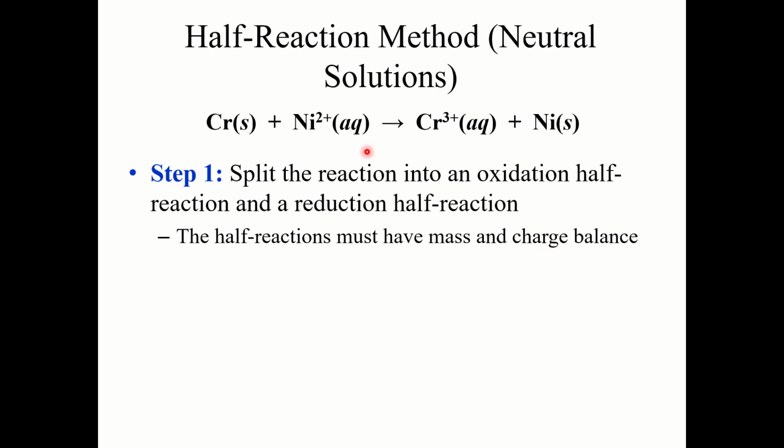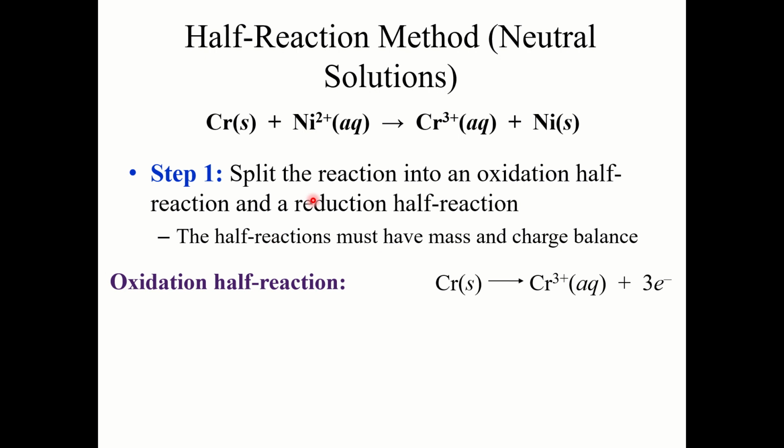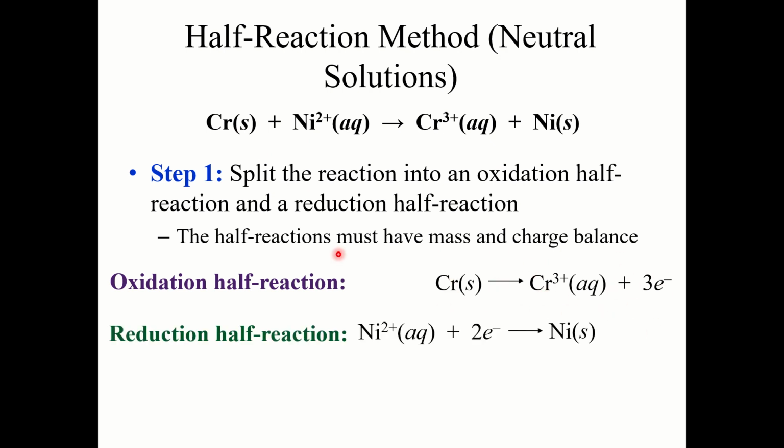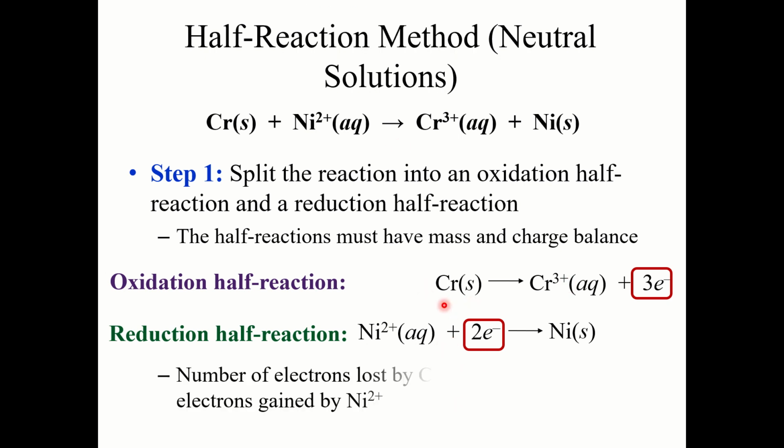So to balance this, we want to split this reaction into its half reactions. We're going to get our oxidation half reaction. Chromium is being oxidized here, going from 0 to +3. So this is our oxidation half reaction: Cr(s) forms Cr3+, and it gives off 3 electrons. We've also got our reduction half reaction. Nickel is being reduced here, gaining 2 electrons. Now you want to make sure the electrons are balanced. Our oxidation half reaction has 3 electrons being lost, whereas our reduction half reaction has 2 electrons being gained. We need to balance this.